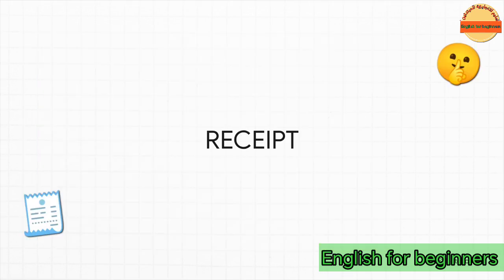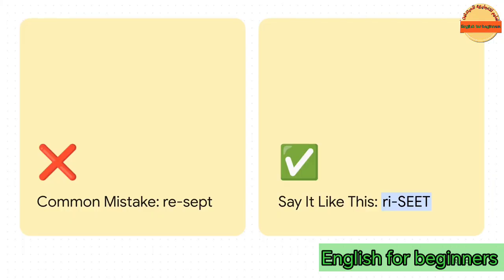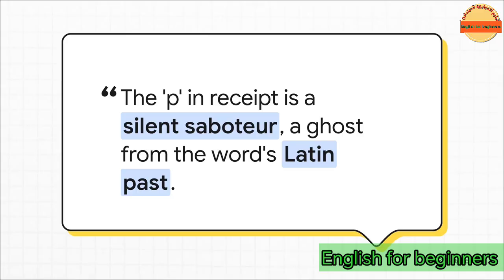You get one of these every time you buy something. The word receipt. I mean, the temptation is so strong to say that P, right? To make it recept. But nope, that P is completely silent. It's just not there. The correct way to say it is receipt. That's it. Two syllables. Try it. Receipt. Simple as that. And here's why.